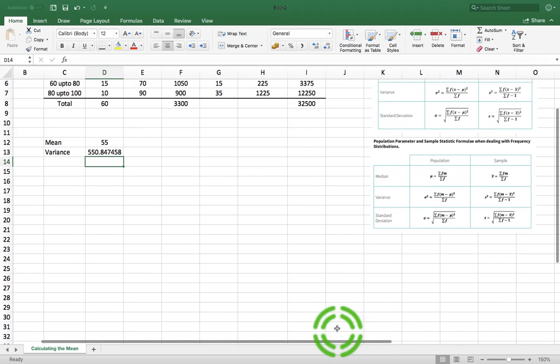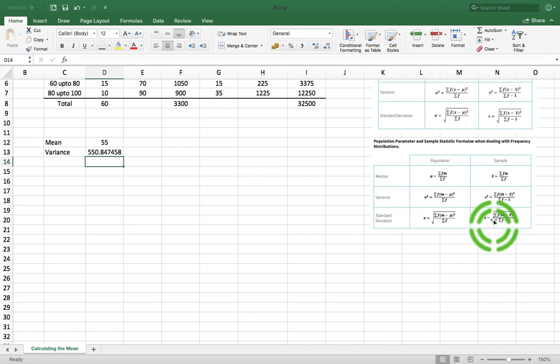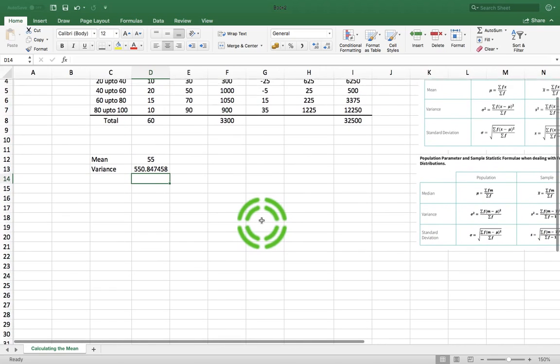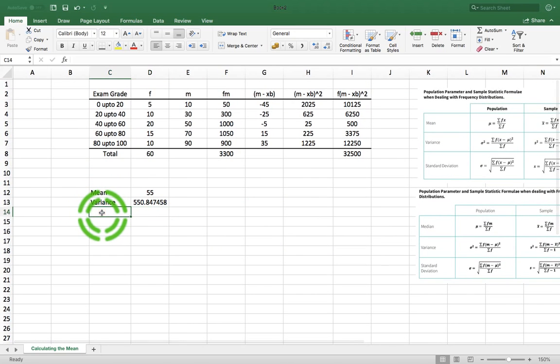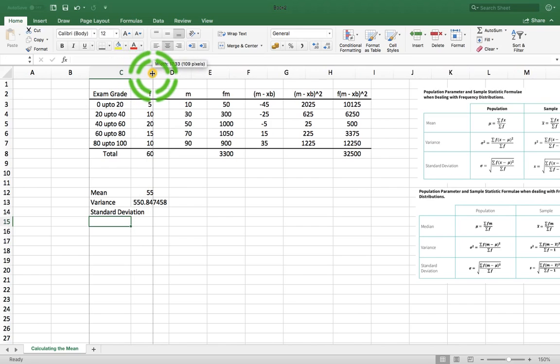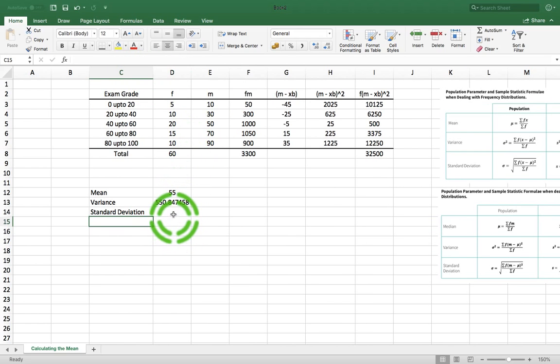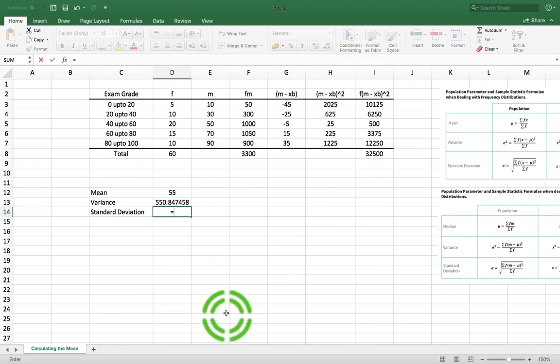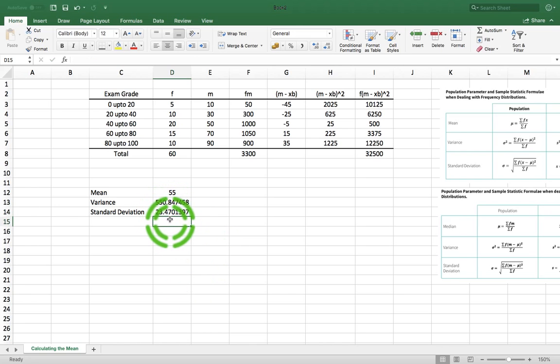And you can see that the standard deviation, by definition, is just the square root of the variance. So in this case, the sample standard deviation is equal to the square root of the variance, the square root of this particular value here. Okay, so our standard deviation is 23.43.